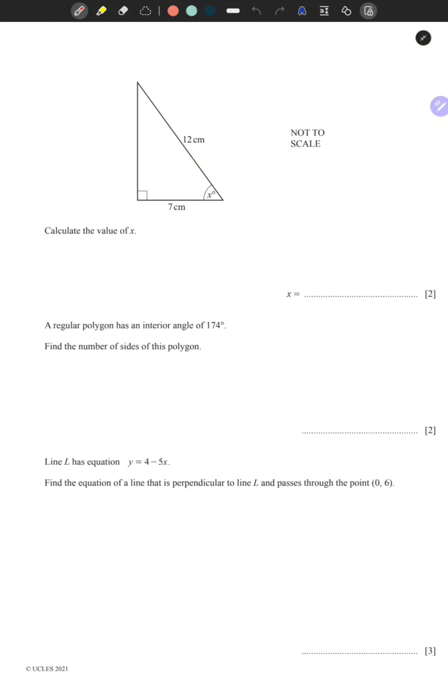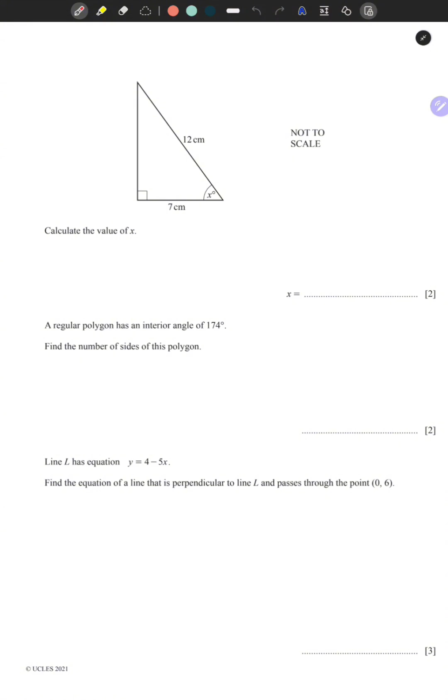Okay, here we have a trigonometry type question. We have the triangle, and the hypotenuse is of side 12 centimeters. Calculate the value of x. All right, here there are two given sides.